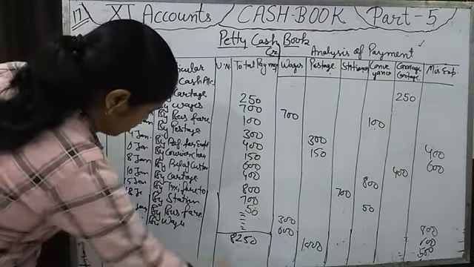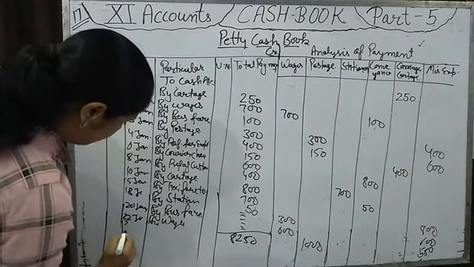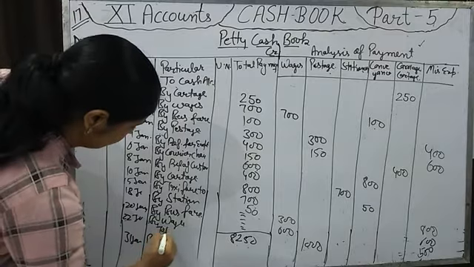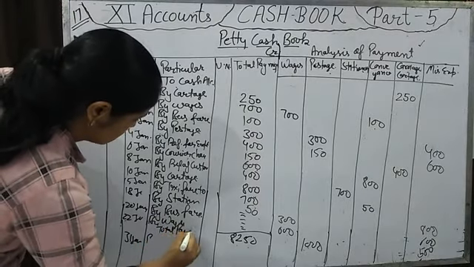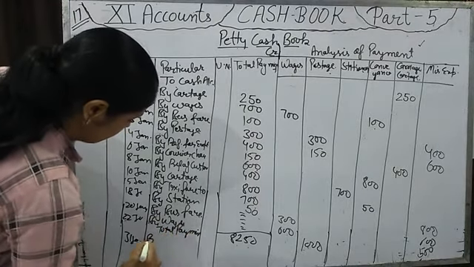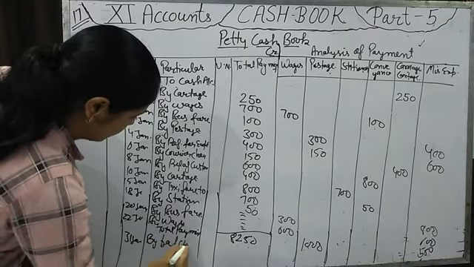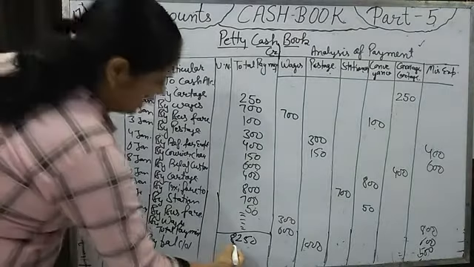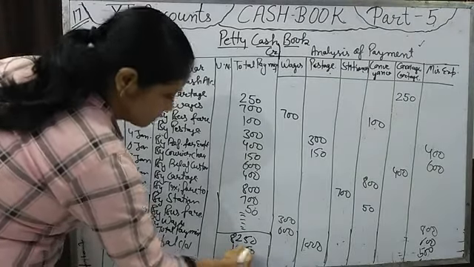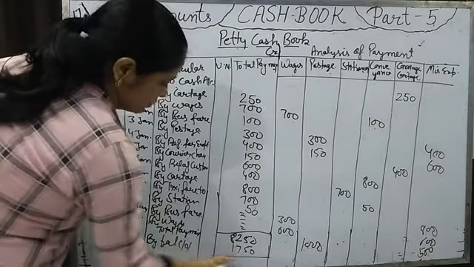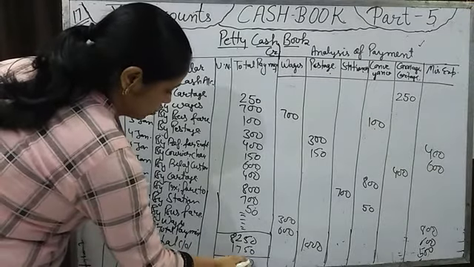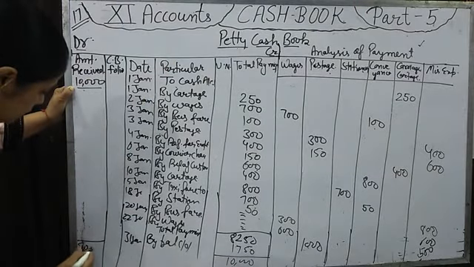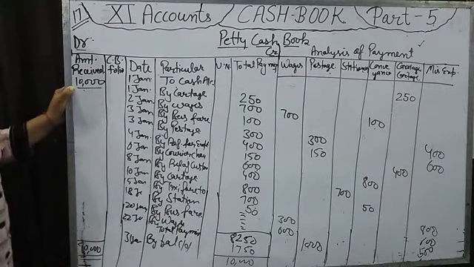On 31st Jan, we will find out the balance. You will write here total payments. Then balance carried down, 10,000 minus 8,250. It will come 1750. Then write again total 10,000 and here also total 10,000. So close the petty cash book.